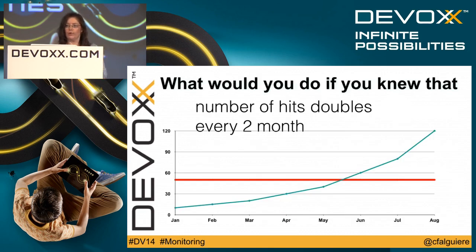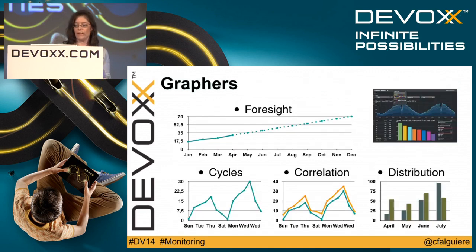Second problem: what would you do if you knew that the number of hits doubles every 2 months? I think you know. You will prepare to resize your system within 2 months. This kind of question will be answered by graphers or all the tools that are on top of the storage. Typically the kind of information you want is a distribution. For instance, do I have the same number of requests on all my nodes? That might be one of the questions. Do I have cycles? A lot of activities have cycles weekly, during the day, or over the year.